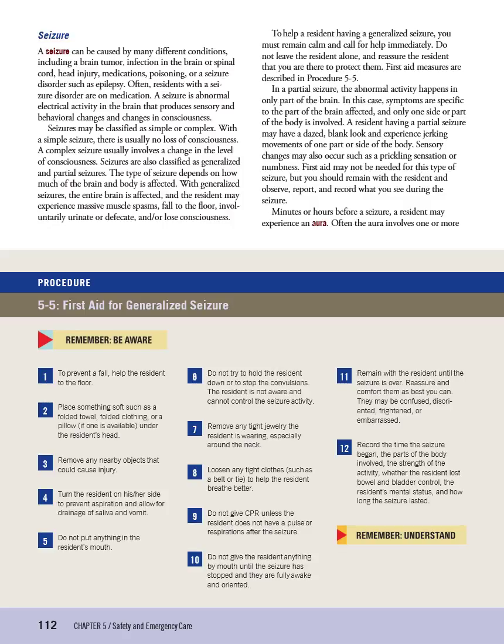In a partial seizure, the abnormal activity happens in only part of the brain. In this case, symptoms are specific to the part of the brain affected, and only one side or part of the body is involved. A resident having a partial seizure may have a dazed, blank look and experience jerky movements on one part or side of the body. Sensory changes may also occur, such as a prickling sensation or numbness.